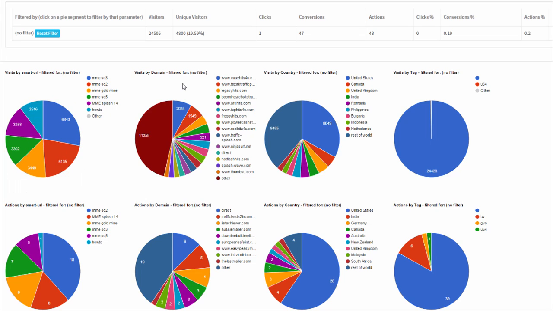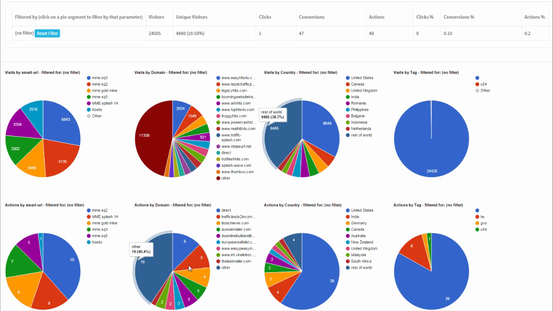And then if we look at the next pie chart, we're looking at visits from different domains. So we can see in this case the biggest one was Easy Hits for You, followed by TZAC Traffic Power, and we only show about 12 I think, and the rest are sorted into other. Similarly, we can see visits by country, so in this case the majority of visits are from the United States, and we can see visits by tag, so there haven't been tags used very much on this particular account.